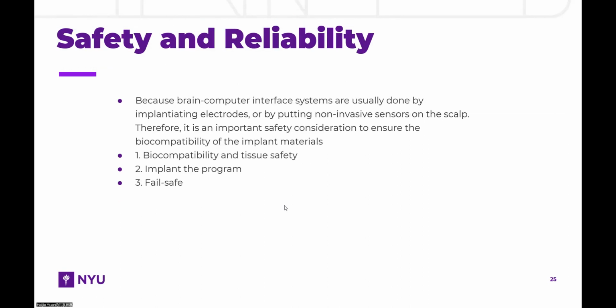And the final is safety and reliability. Because BCI systems are usually done by implementing actuators or by putting non-invasive sensors on the scalp. Therefore, it's an important safety consideration to ensure the compatibility of the implanted materials.